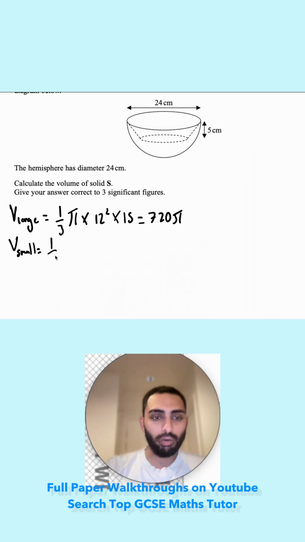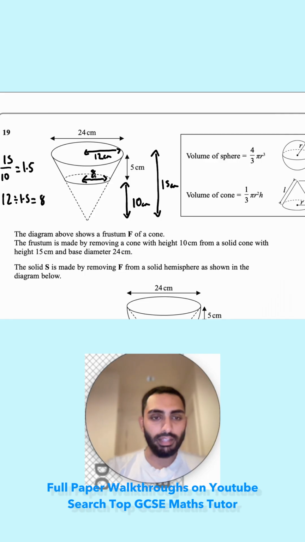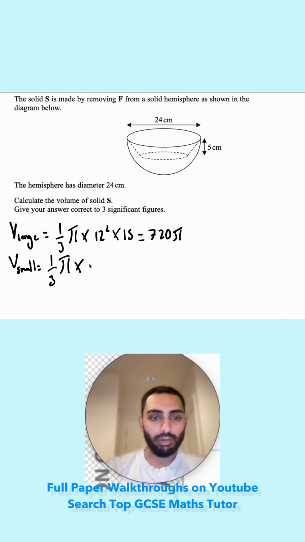I'm going to do the small one. Same as before, 1/3 times pi times r squared times h. The radius here is 8 and the height is 10. So 8 squared times 10. I know 8 squared is 64. 64 times 10 is 640. So it's 640 over 3 pi. Obviously, you can type all of this into your calculator.